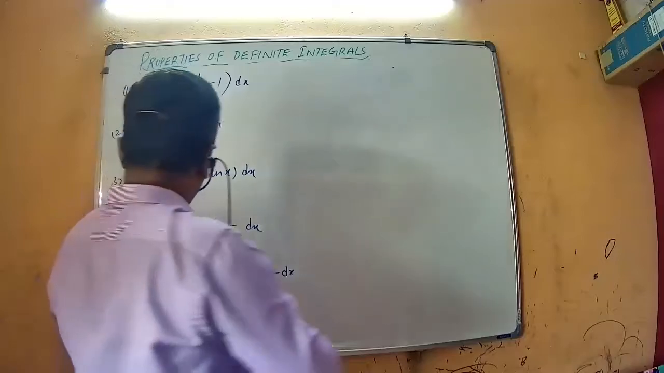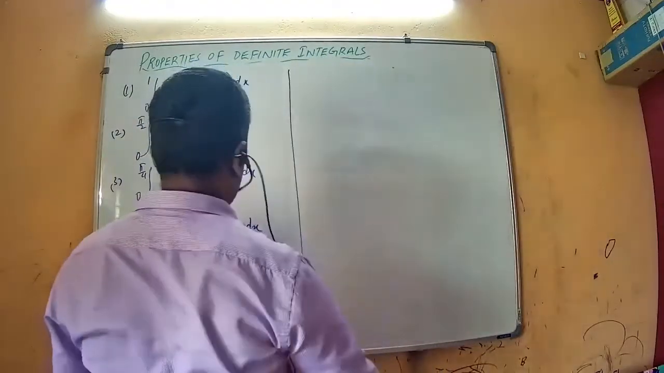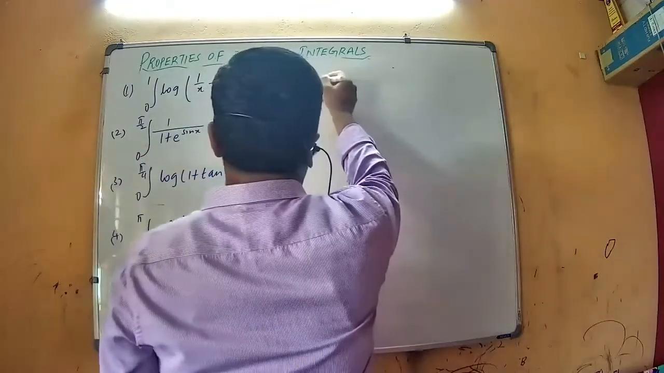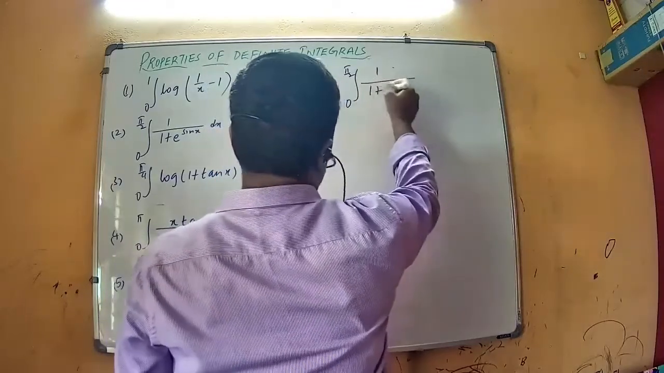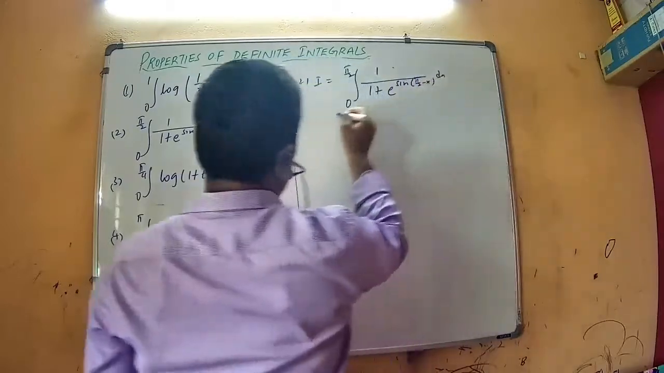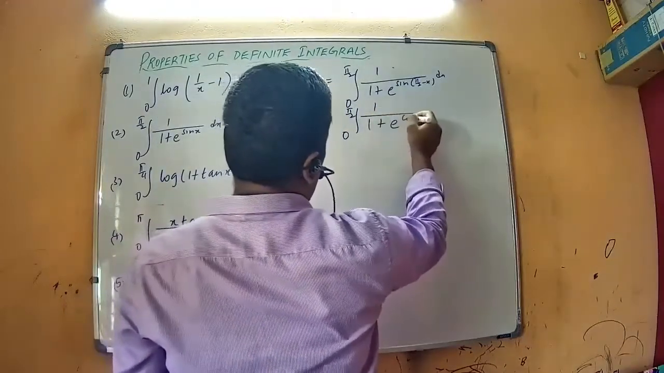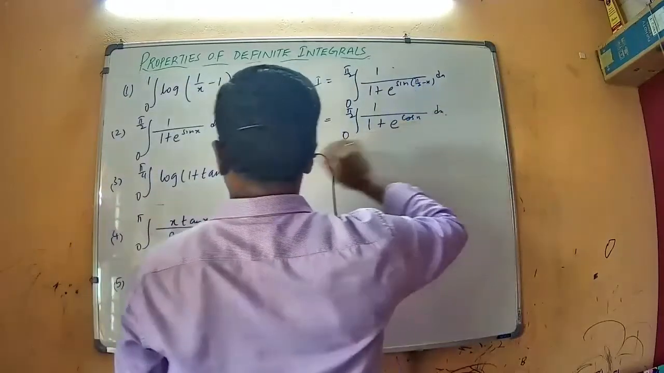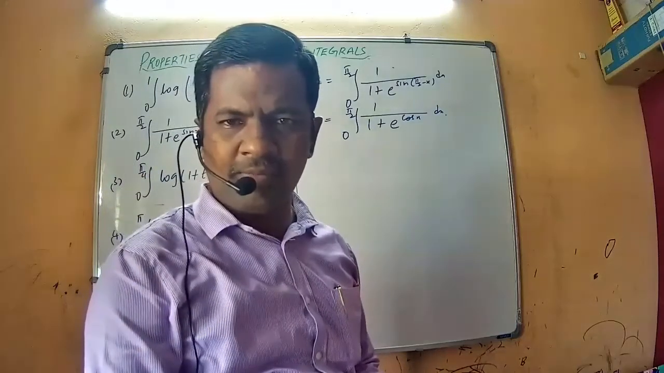Fine. Moving on to the second question. Integral from 0 to pi by 2 of 1 by (1 plus e power sin x). Here also, as the lower limit is 0, applying the property, integral from 0 to pi by 2 of 1 by (1 plus e power sin of (pi by 2 minus x)), which is nothing but 0 to pi by 2, 1 by (1 plus e power cos x) dx. Whenever the lower limit is 0, we write it as upper limit minus x.